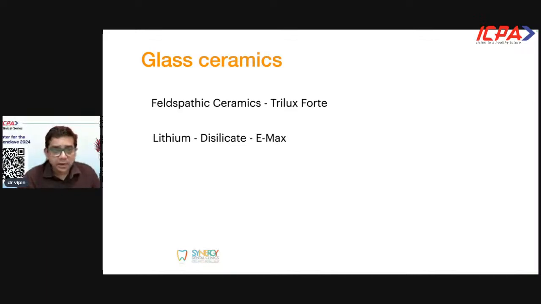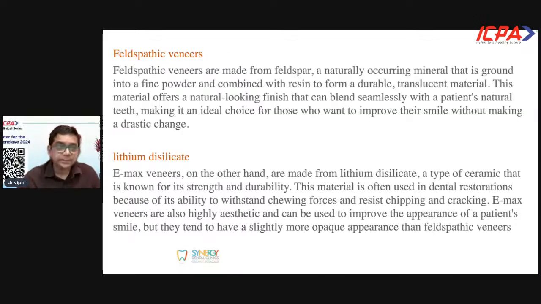that is lithium disilicate. So feldspatic veneers are made from feldspar, a naturally occurring mineral that is ground into fine powder and combined with resin to form a durable material. Right? This material has the best translucency amongst all the materials, but strength wise, it is not as good as other glass ceramics or lithium disilicate.